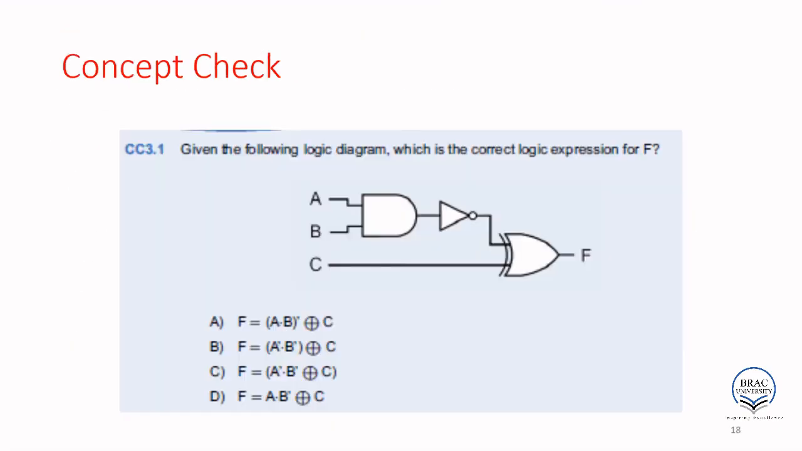Check the concept. Given the following logic diagram, which is the correct logic expression for F? You are given this AND gate with an inverter and then an XOR gate. It's not really an OR, it's XOR. So what should be the output? I suggest you try to find the solution. We'll check it in the lecture session.